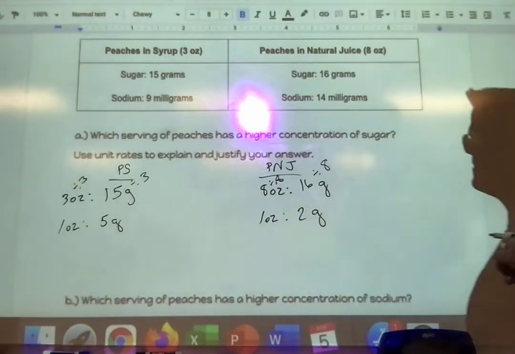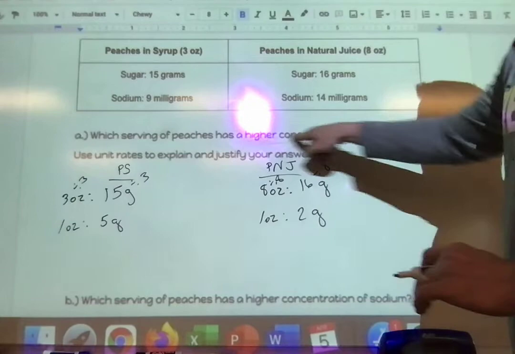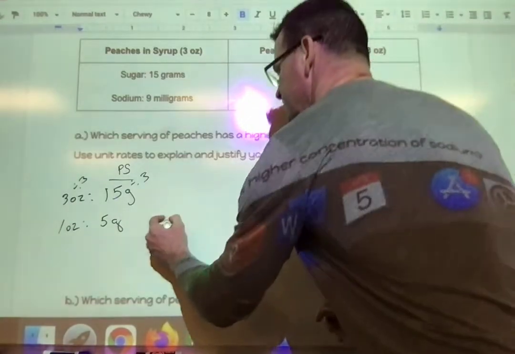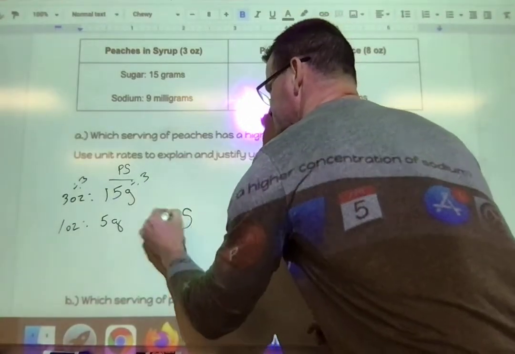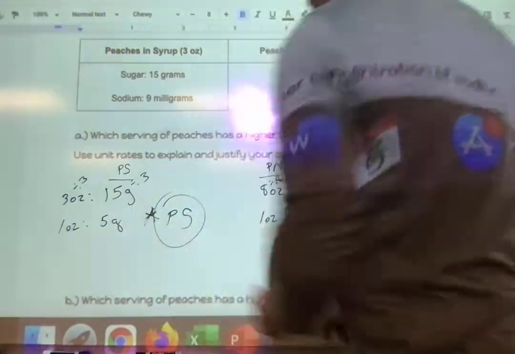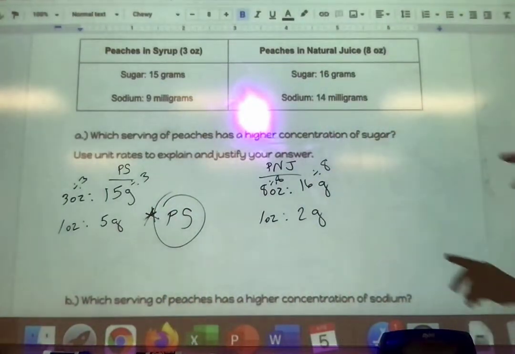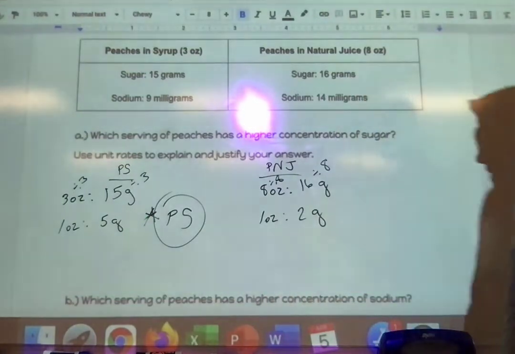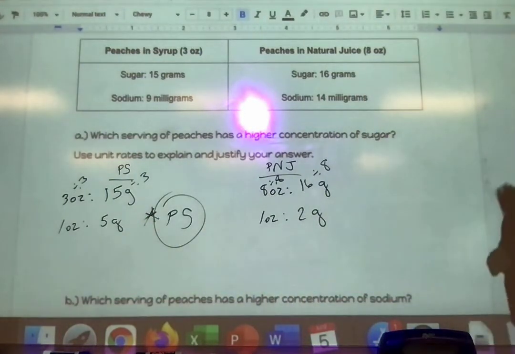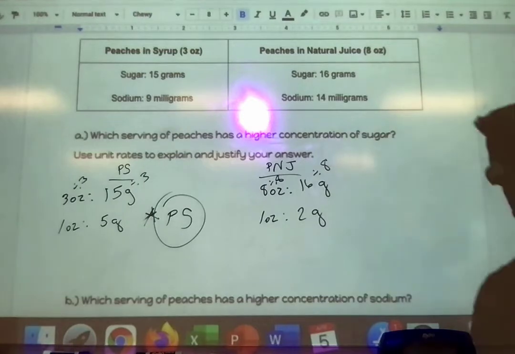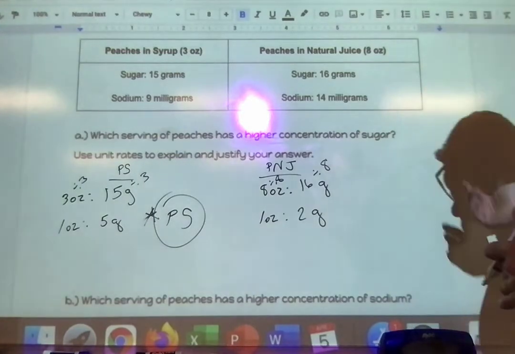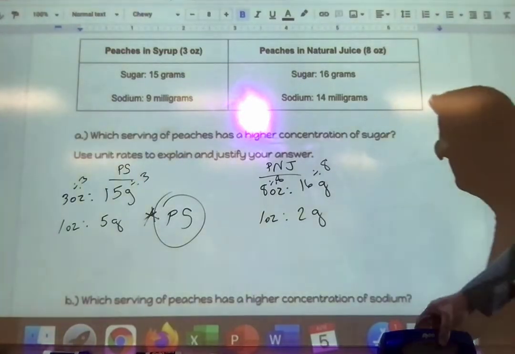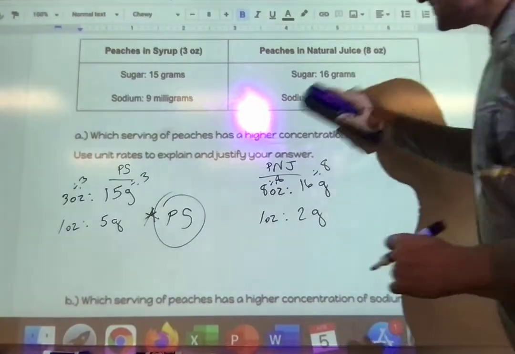So in this case, which one has more sugar, which one has the higher concentration? I'm just going to put PS for peaches and syrup here. And you can write it all out if you want to here, but you can easily see that for every ounce, there's 3 more grams, 5 instead of 2. So a lot more sugary, not as good for you if the peaches are in that syrup. Okay? So again, pause your video if you need to. Make sure you get this stuff written. And I'll get this erased. We'll look at the next one.